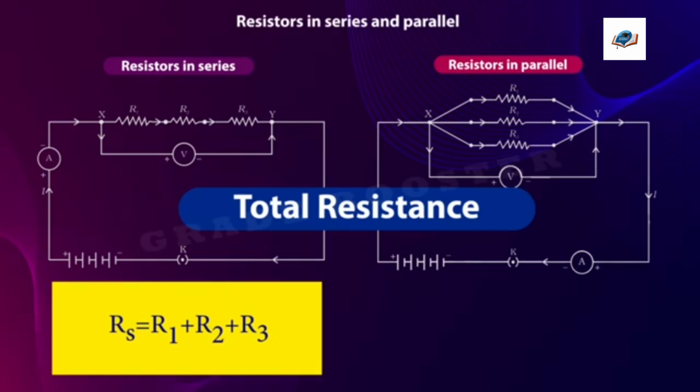Total resistance. In series, the total resistance is the sum of the individual resistances. Rs equal to R1 plus R2 plus R3. The total resistance increases as more resistors are added in series.